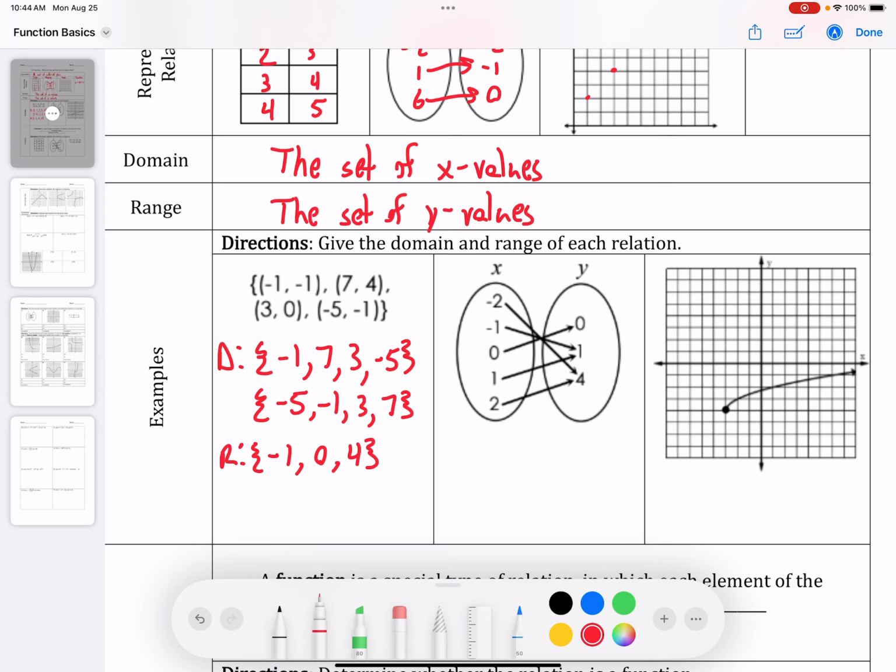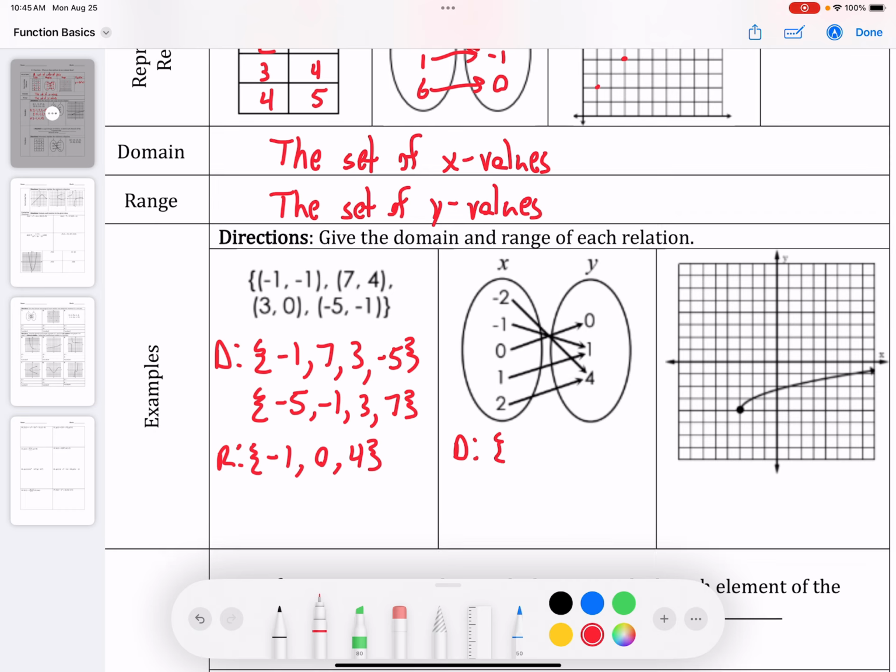And with a mapping diagram, our domain is the left side. So we've got negative 2, negative 1, 0, 1, and 2. And then our range is the other side. So we've got the set of 0, 1, and 4.